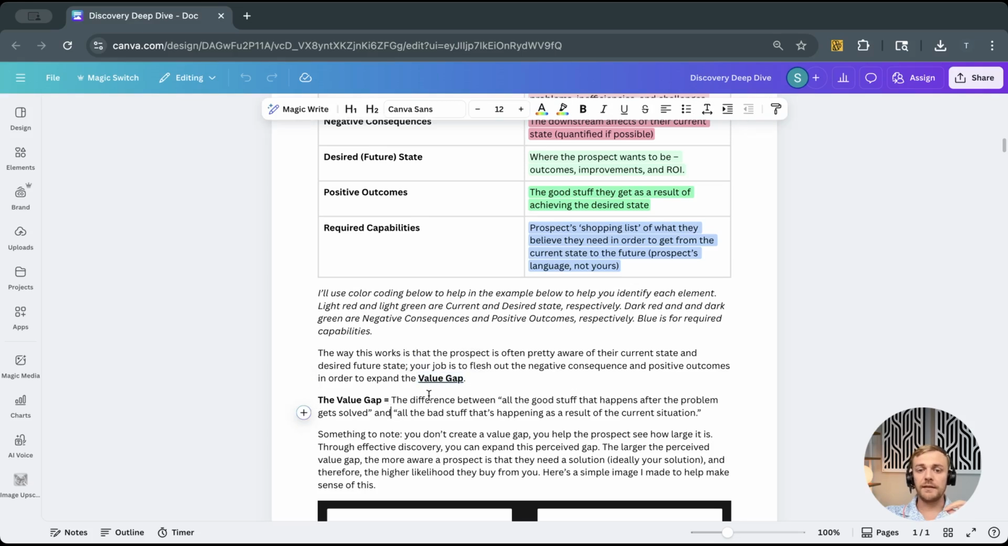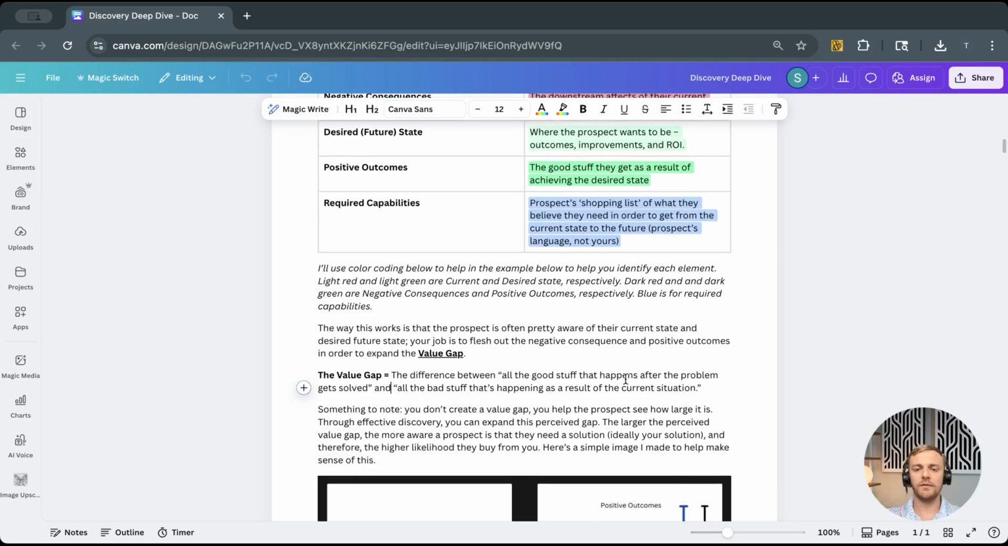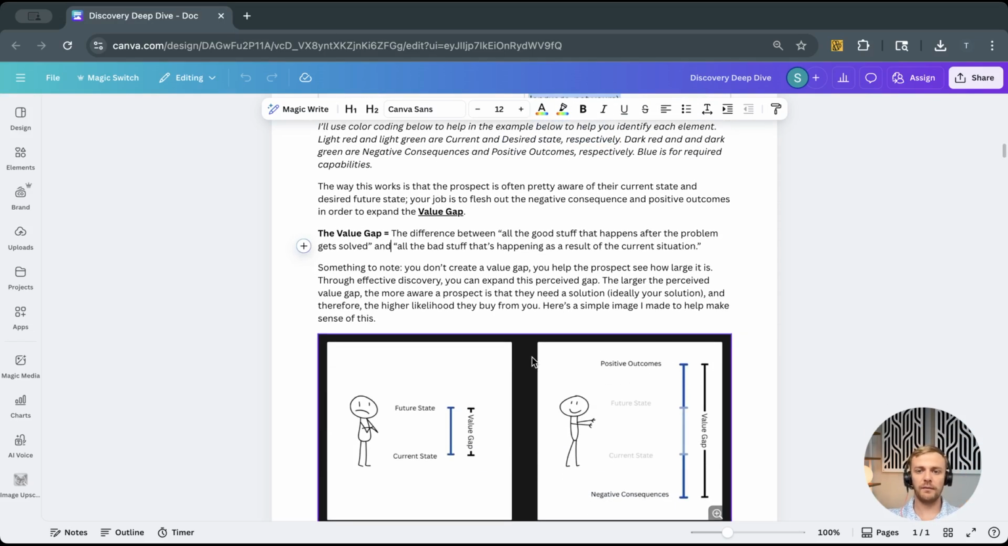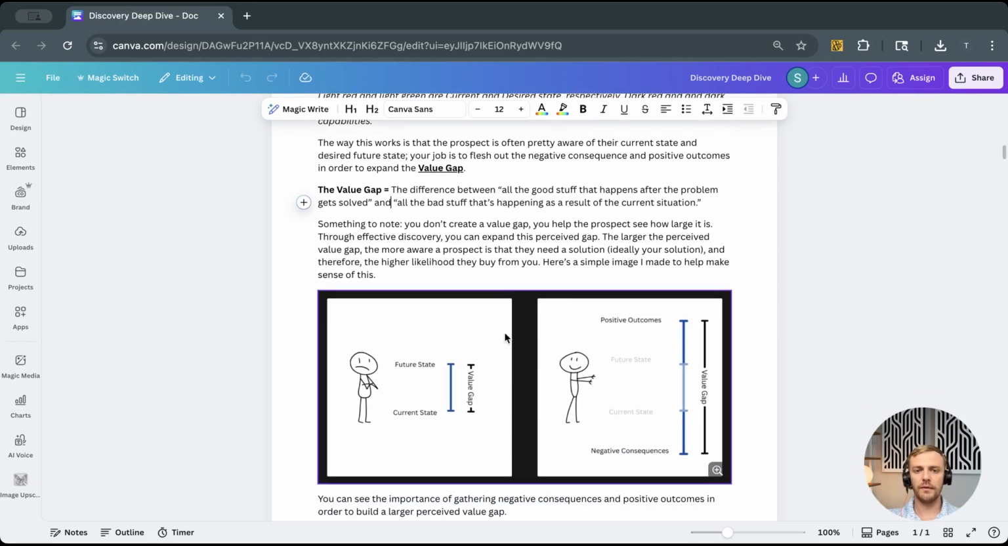The value gap is the difference between all the good stuff that happens after the problem gets solved and all the bad stuff that's happening as a result of the current situation, right? So I won't even try to explain it because I have a picture that I built on Canva to show it better than I can use words to describe it. Something to note, you don't create the value gap, right? These things already exist. Remember, you're not God. All you're doing is helping the prospect see how large the value gap is.